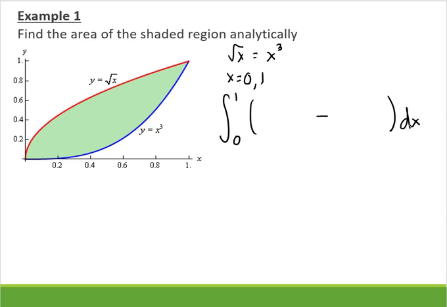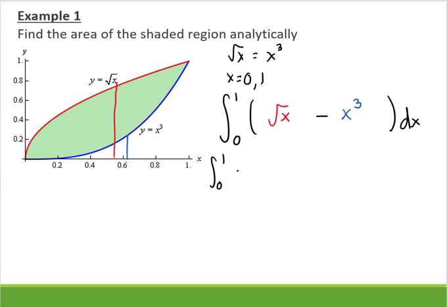The larger function, the function that I think about it being on top of the other one. The bigger function is the square root of x. The smaller function is y equals x cubed. Okay, so from here, I'm going to do this one without a calculator.